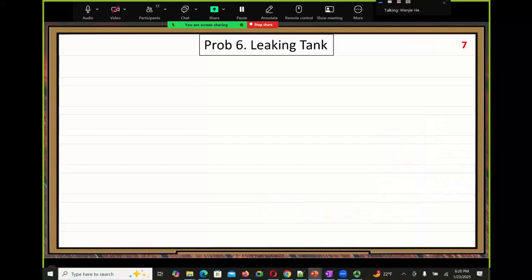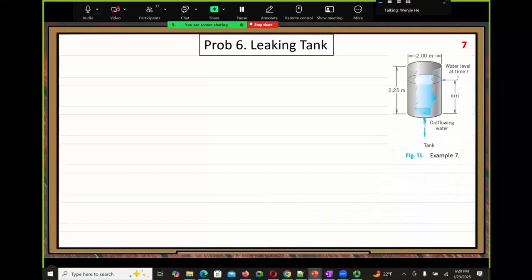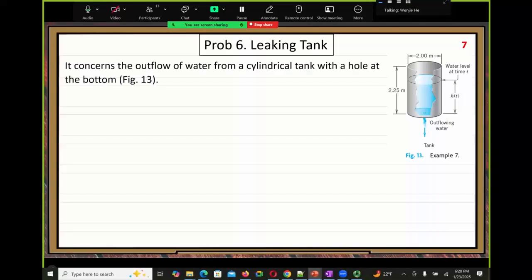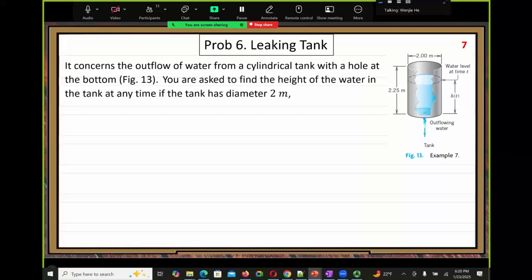All right, let's look at the question first. This is the figure, so you can look at the tank. It has a cylindrical shape, with water inside. So here are the conditions. First, the diameter of the tank is 2 meters. And the height is 2.25 meters.